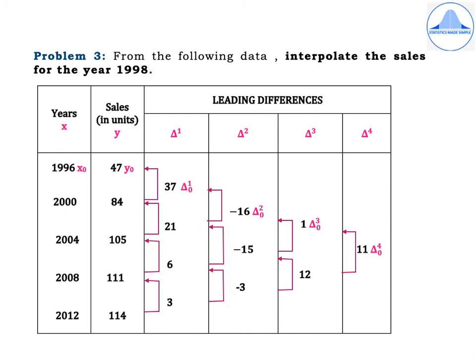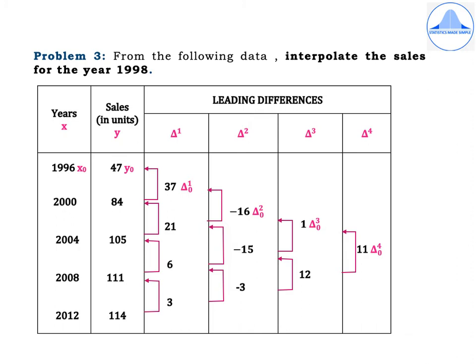Now we find out the leading differences, that is delta to the power 1, delta square, delta cubed and delta to the power 4. Now to find out delta to the power 1, it is a difference between the Y values, which is 84 minus 47 gives us 37.